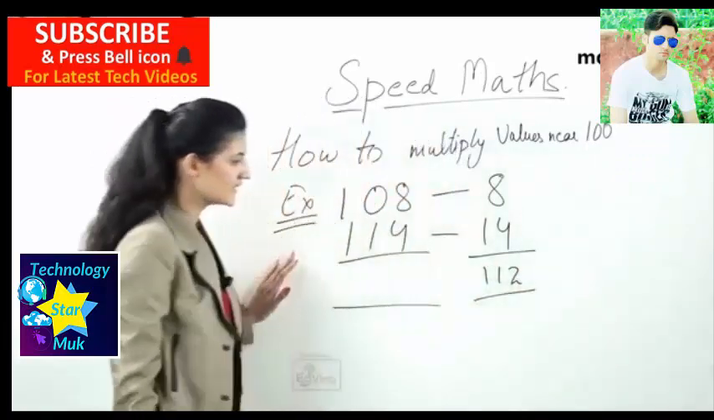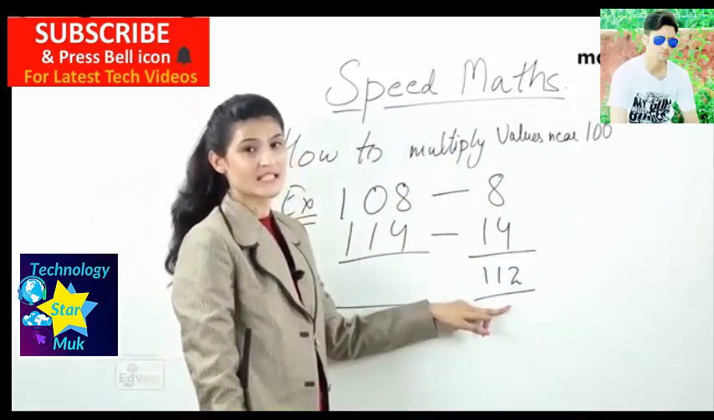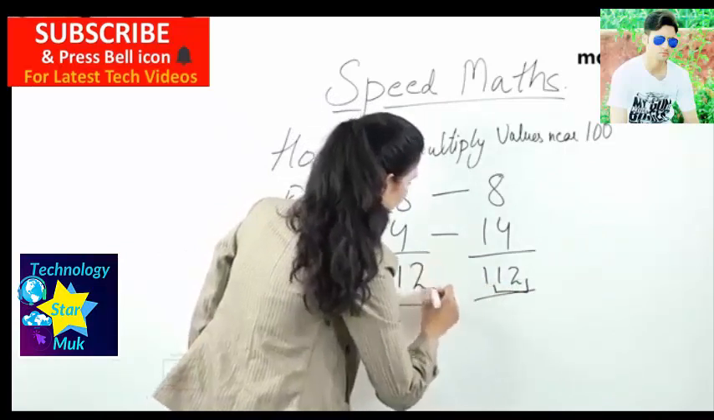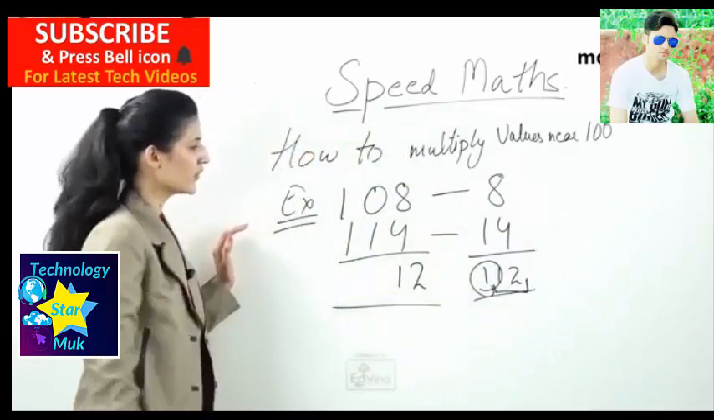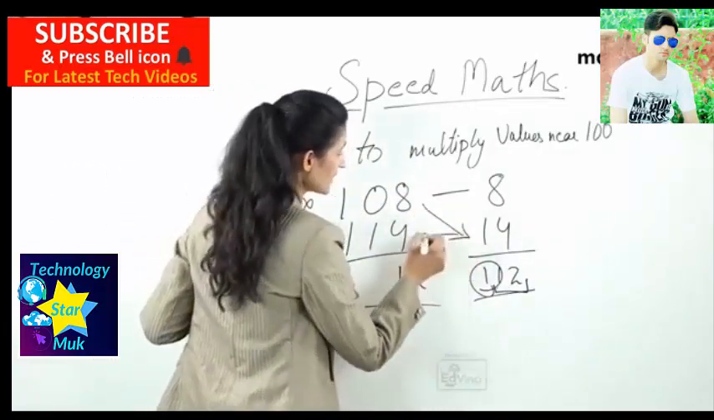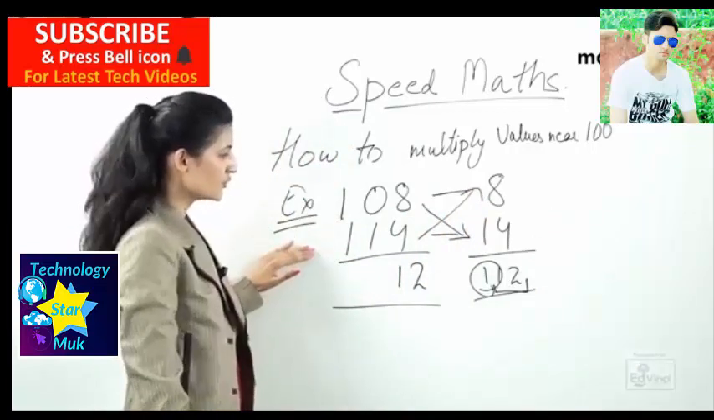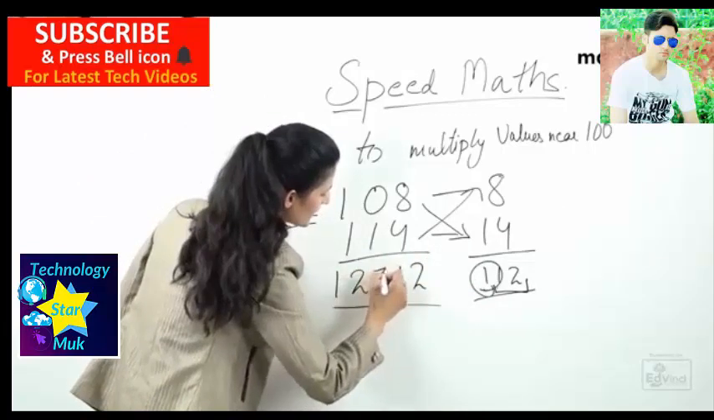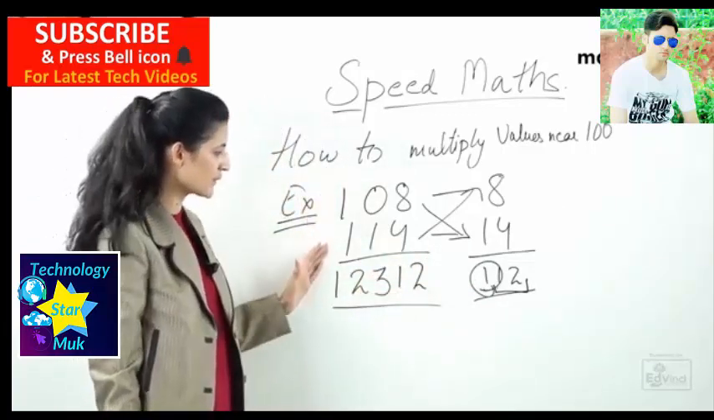Again, I want to stress here, the multiplication of differences always gives us the last 2 digits. So these 2 digits we put here, and this 1 we're gonna carry. Step number 4, we're doing the cross addition. So this gives us 1, 2, 2, but we have to carry this one. So we have to write here 1, 2, 3. And that's your answer for 108 into 114.